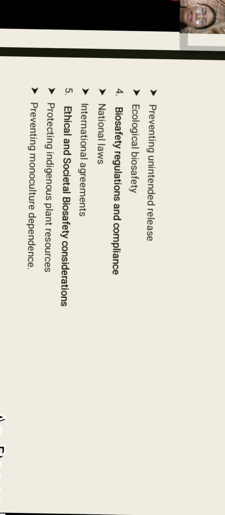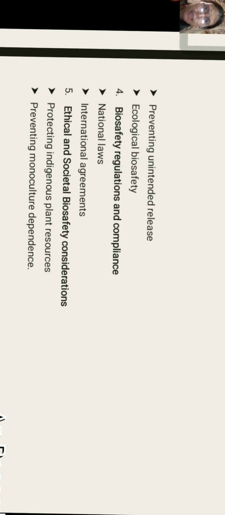Next is national laws. National laws means obey your country's rules for genetic research, GM crops, and plant protection. Why it matters? Because different countries have specific laws to protect farmers, consumers, and the environment. So follow the law of your own country.